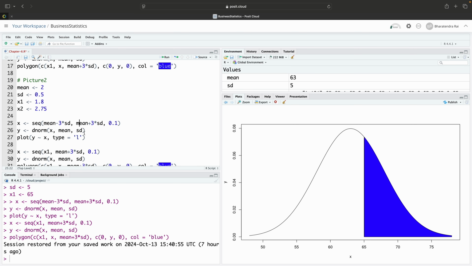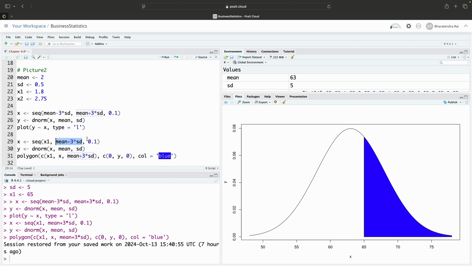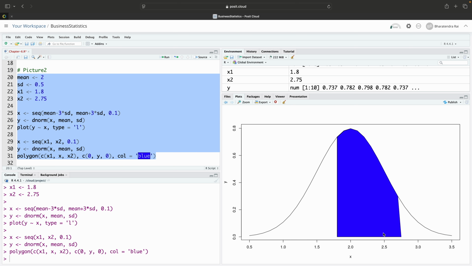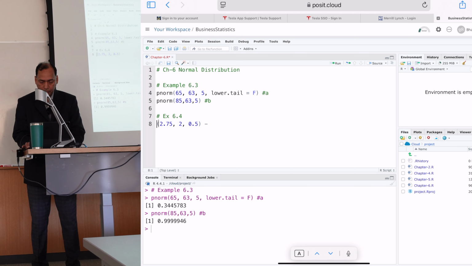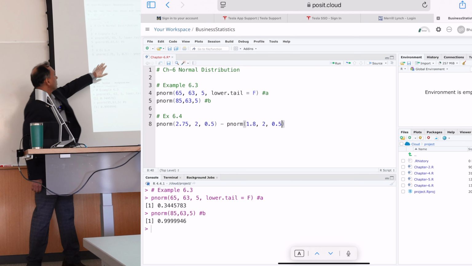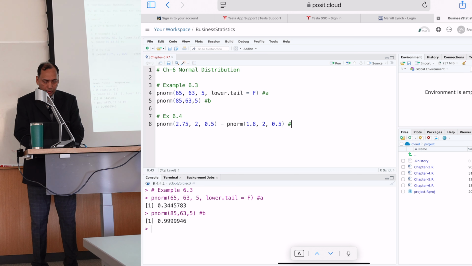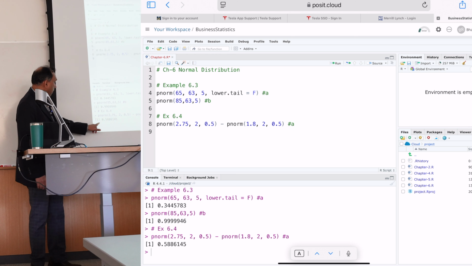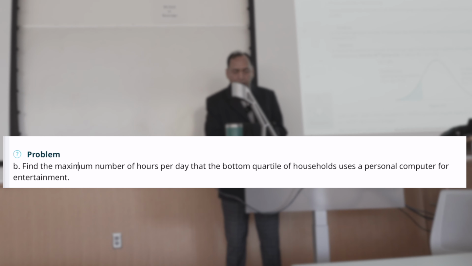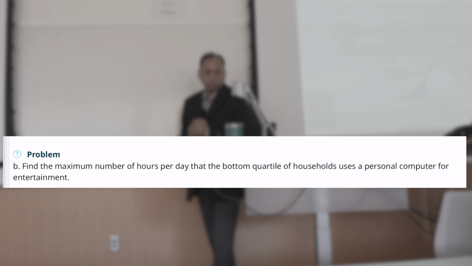So these three lines remain the same. And now we want to shade from x1 to x2. So we are interested in this shaded part. So always the bigger number is first and then subtract so that you get the area in the middle. So that is part A. So it says 0.5886.